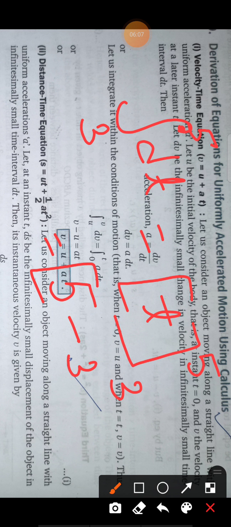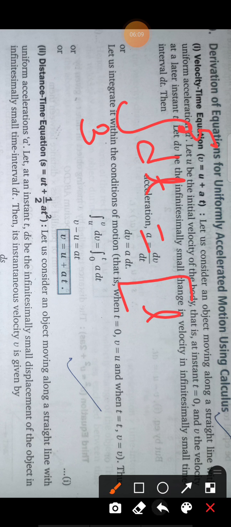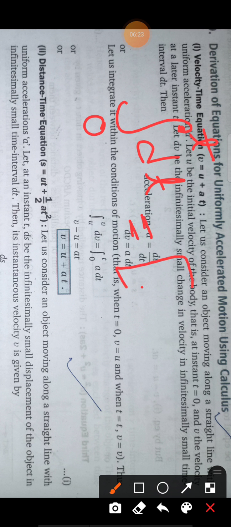So I am giving another example. Suppose your limit is from 0 to t. Correct? Your limit is from 0 to t. So integration of dt is how much? T. The limit can also be a variable. Here t is also variable. So integration of dt is equal to t.